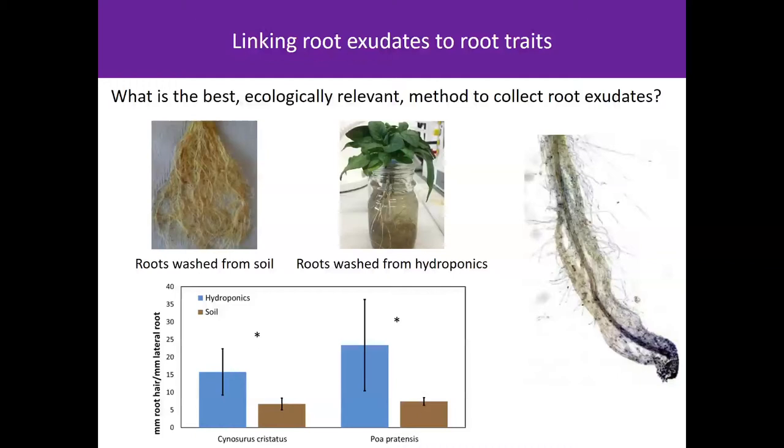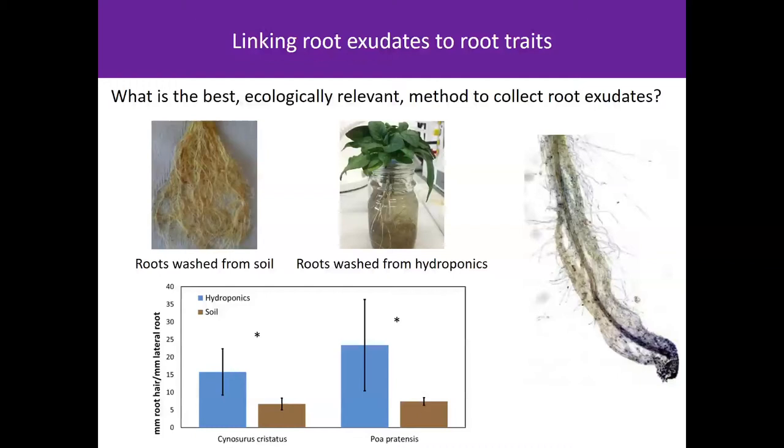And those were stained with trypan blue and scanned, so that if we cut out the primary root tissue here and just measured the root hairs that extended laterally from the primary root, then we could have a measurement. Oh, and it's cut off at the bottom, but this is Cynosaurus cristatus and this is Poa trivialis.